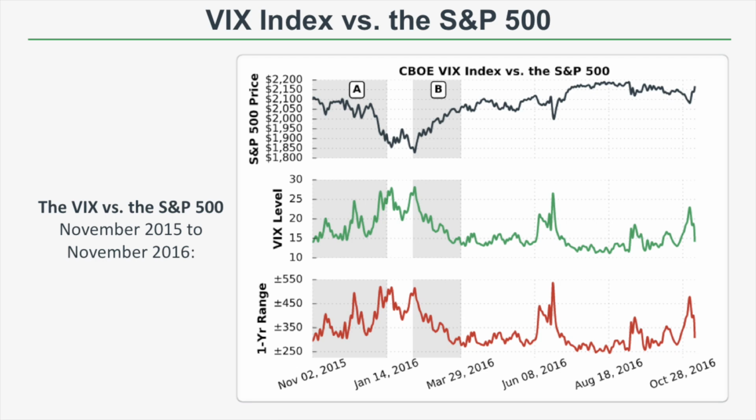Now, in shaded region B, the market starts off around 1850 and steadily rises to around 2050. In that same period, the VIX index falls from about 27.5 down to 15 again. So as we can see, rising market, falling VIX. And in terms of the one-year expected range, it also falls because the VIX is falling. So to make a long story short here, when the market falls, the VIX tends to rise, and when the market rises, the VIX tends to fall.